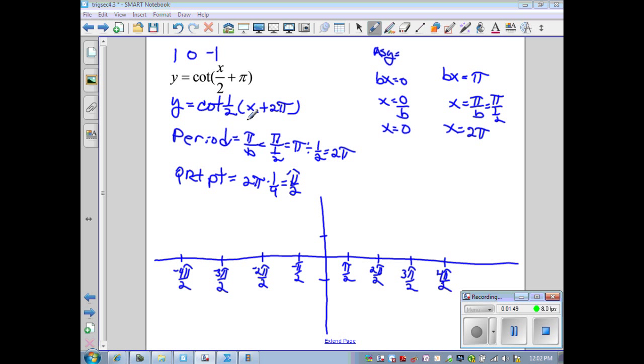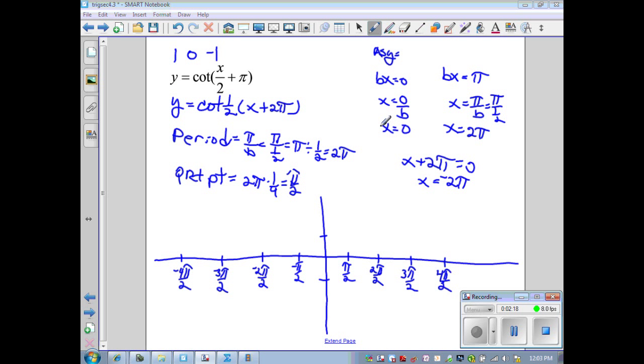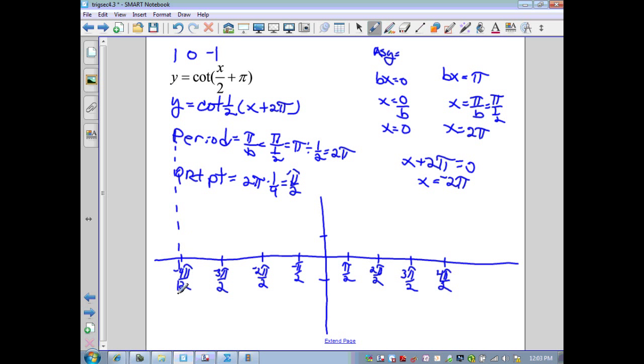Since I have a quantity inside of my function, this means that my graph is going to shift to the right or left depending on this value. Therefore, I need to solve that value for 0. And when I do that, x equals a negative 2 pi. Therefore, my graph will shift to the left, or a negative value, by 2 pi units. So to do this, all I need to do is start with my original asymptote of 0. 0 minus 2 pi gives me a negative 2 pi for my first asymptote. Then 2 pi minus 2 pi gives me my next asymptote at 0.